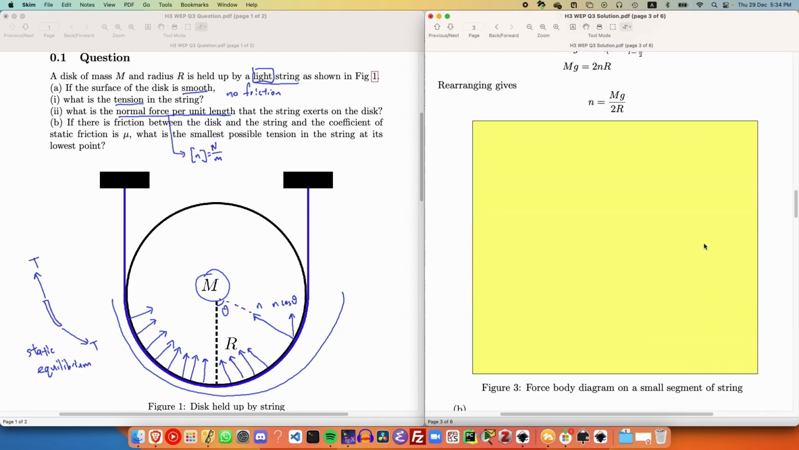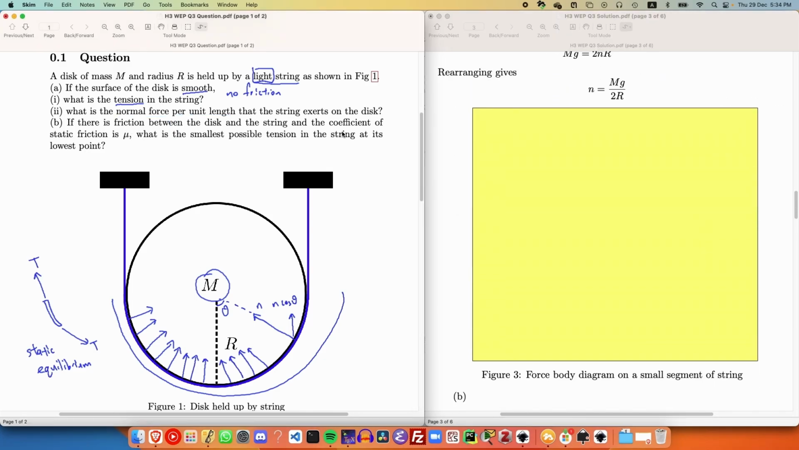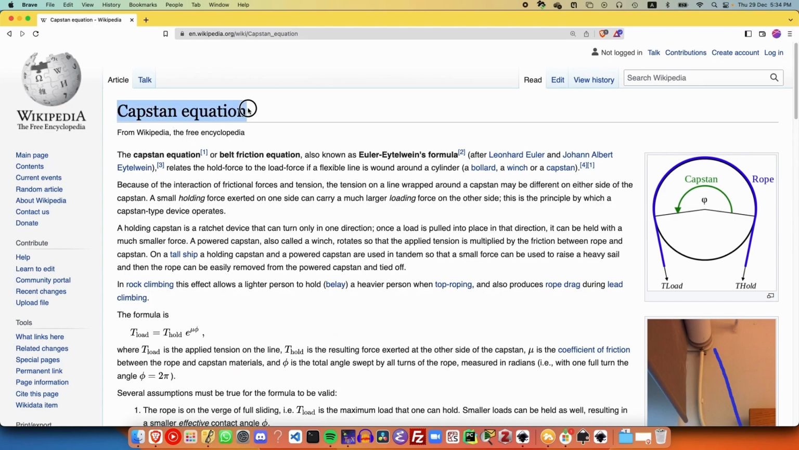Now moving on to part B. If there is friction between the disk and the string, meaning that the disk is no longer smooth, and let's say the static coefficient of friction is mu, then what is the smallest possible tension in the string at the lowest point? Part B makes use of something known as the capstan equation, which basically tells you how to do calculations involving a rope where there's friction involved. We'll be deriving this formula by ourselves.